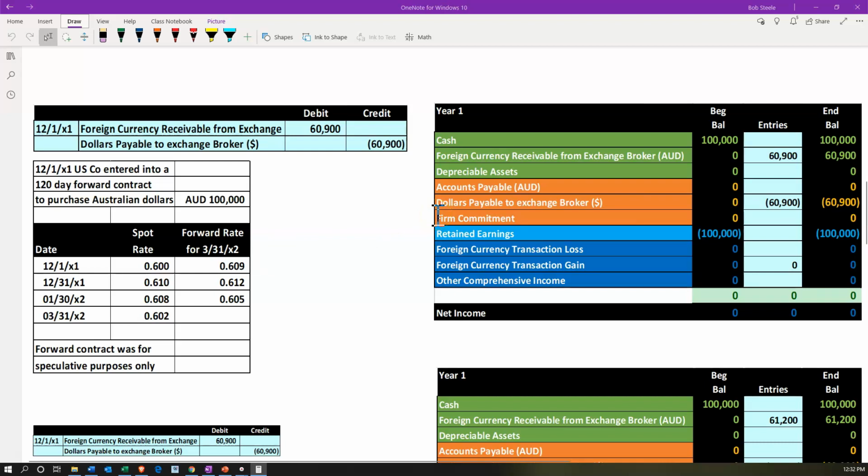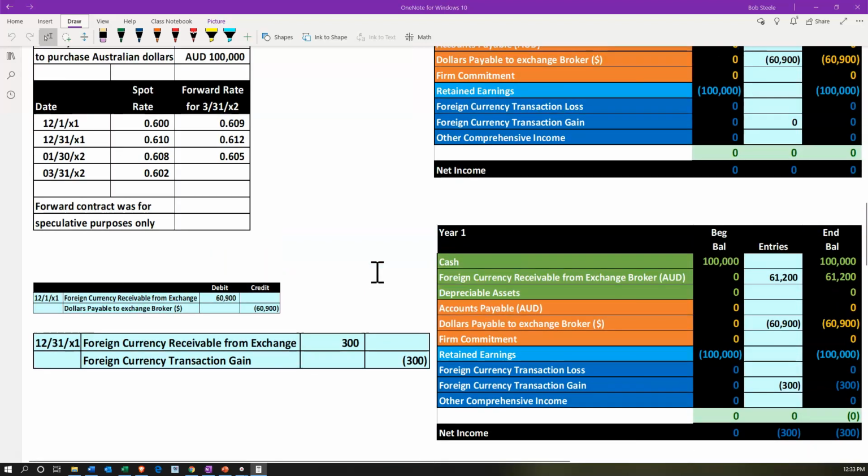The dollars payable to the exchange broker, on the other hand, are simply dollars payable to the exchange broker. These are dollars that we're going to be paying at the end of the contract. Nothing funny going on here. That number is just going to be sitting there till the end of the contract when we actually pay it off in dollars. The thing that's going to be fluctuating then as we go through the changes over time, the differences in the currency, will be the foreign currency receivable from the exchange broker, because it will then be in the Australian dollars. There's where the speculation will take place.